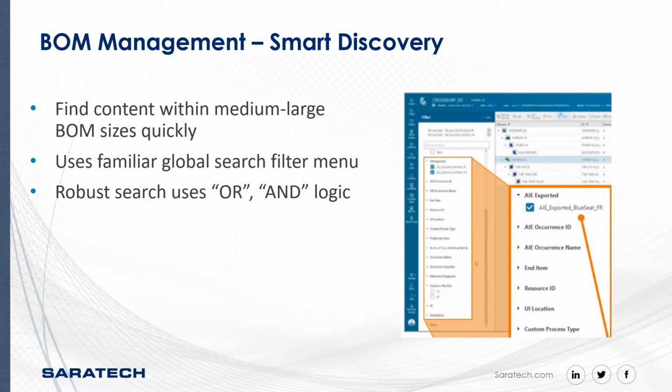So the second tool I wanted to talk about with BOM management was the Smart Discovery. What this does is it helps you find specific parts, say within a large assembly, very quickly. It'll let you filter what criteria you want to search for in a dialog box that'll look just like the global search feature that you've had. So for those that haven't used Active Workspace, that'll be something new to you. But for those who have used it, it'll look pretty similar to what you've searched for in the past.